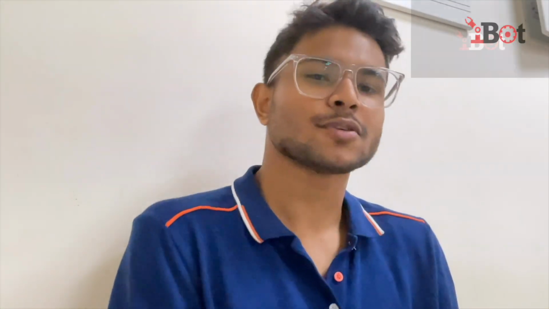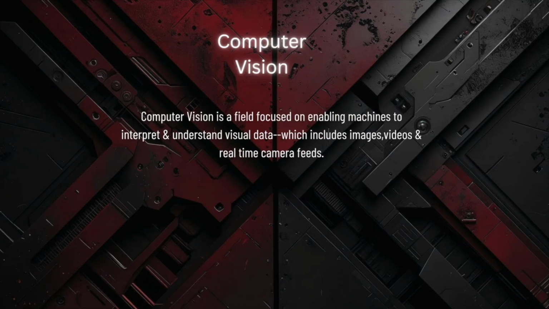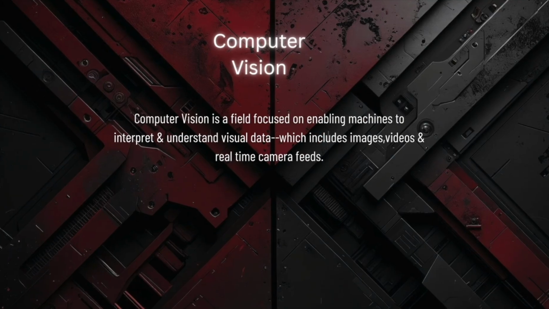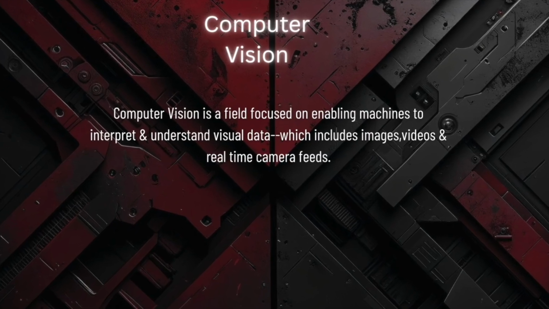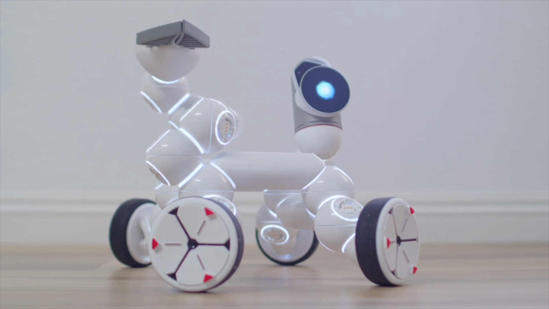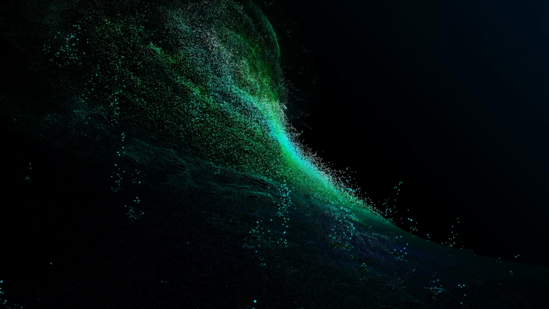Before starting, we should know what computer vision really is. In layman's language, computer vision is a field focused on enabling machines to interpret and understand visual data, which includes images, videos, and real-time camera feeds. Computer vision finds use cases everywhere in today's world, including CNNs, autonomous vehicles, and medicine.